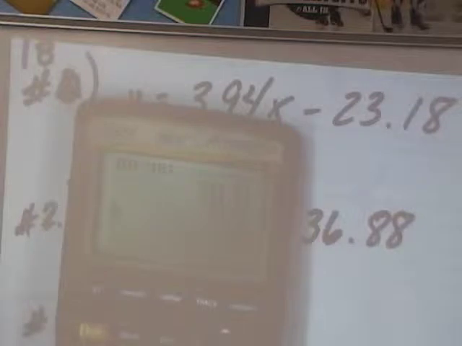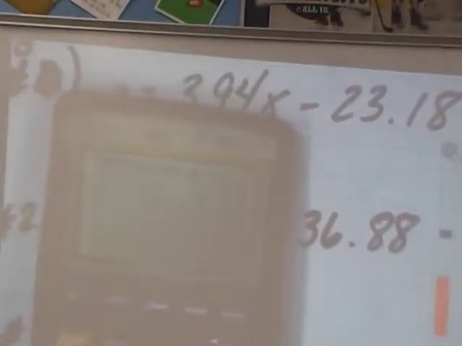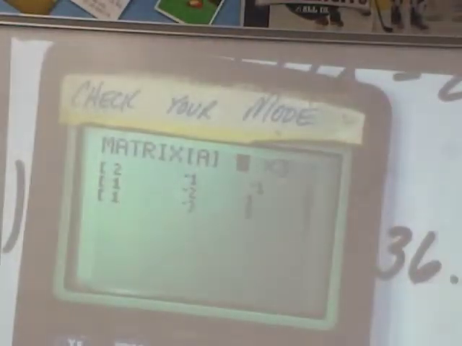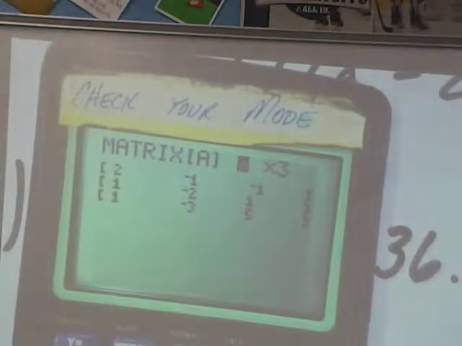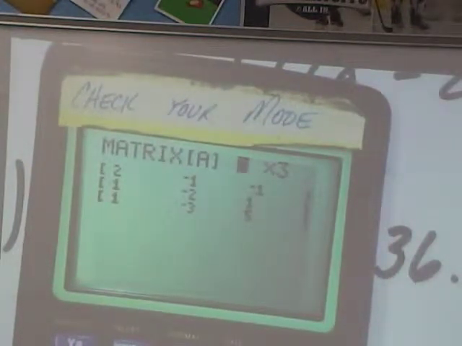Did you get 1, 4, negative 1? Okay, you put the information in wrong. Go back. Second matrix. Arrow over to edit. Make sure you got the right numbers in. Laura, did you get it? Yeah, I got it. Anybody else not get it? Carter, you got it?